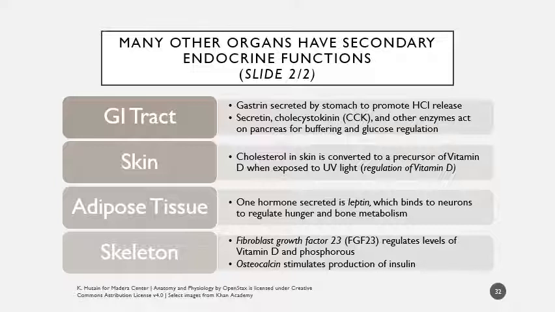Adipose tissue secretes leptin, which is very important for binding to neurons and regulating hunger and bone metabolism. And the skeleton actually secretes hormones. It secretes fibroblast growth factor 23, or FGF23, which regulates levels of vitamin D and phosphorus. Osteocalcin stimulates production of insulin.